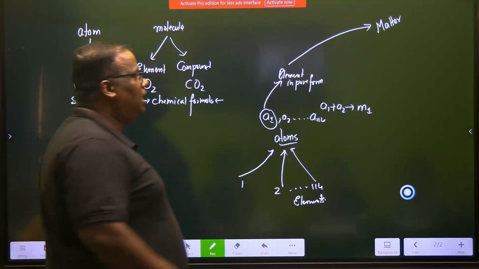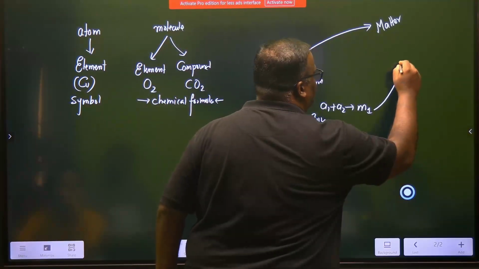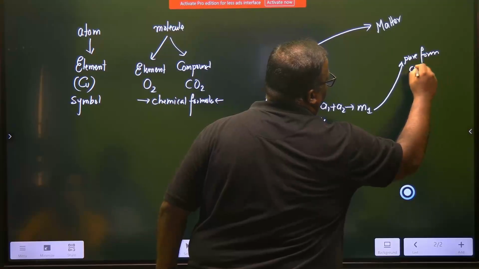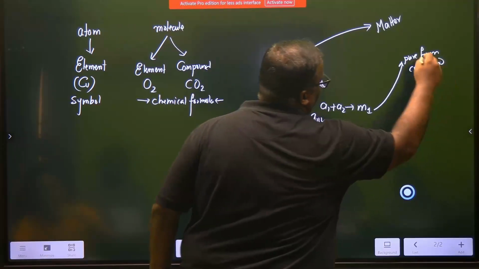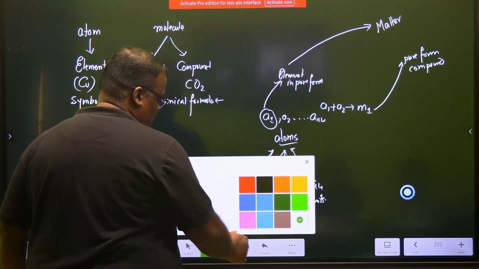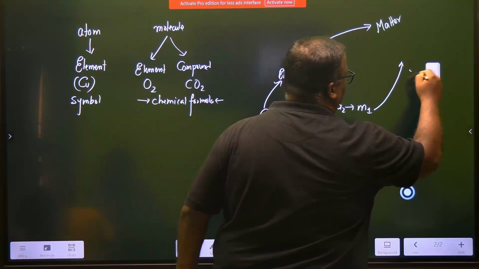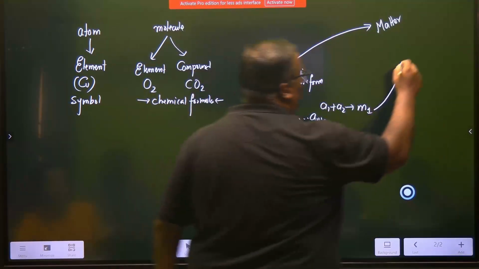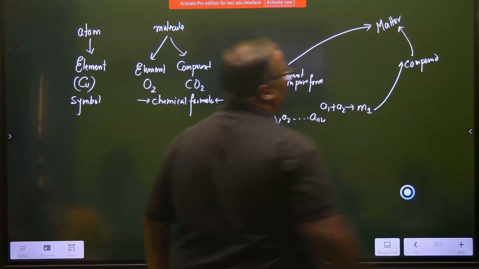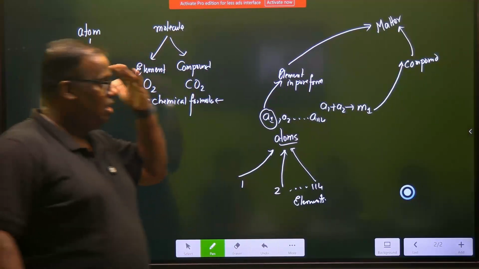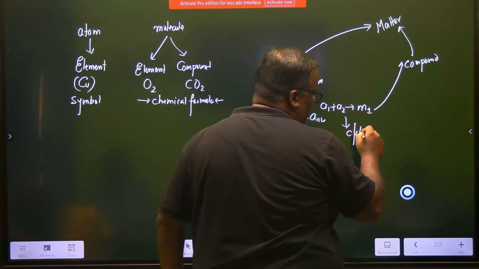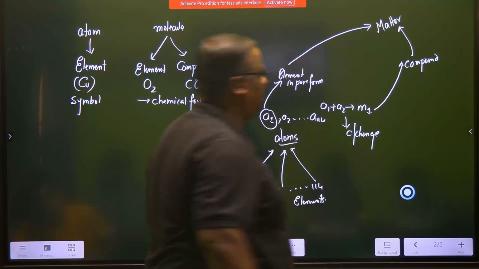Right? And then lots of M1 give a compound. Rather, it's wrong to write the word pure form. A compound is always pure. So we will say that lots of these M1s can represent what is known as a compound. Do you agree? And then also you can make matter. Understood? Now, when this process is happening, this is a chemical change. Means they are chemically combining.